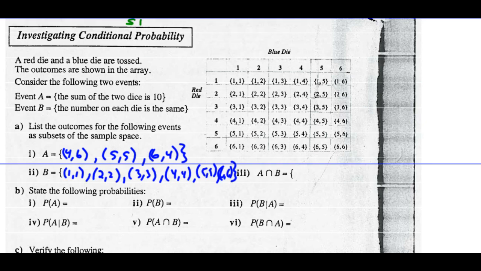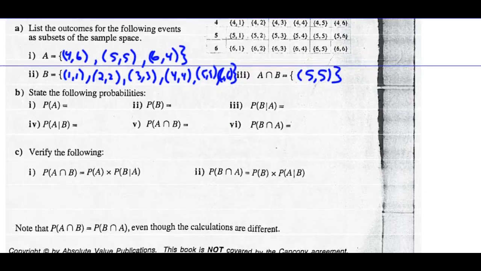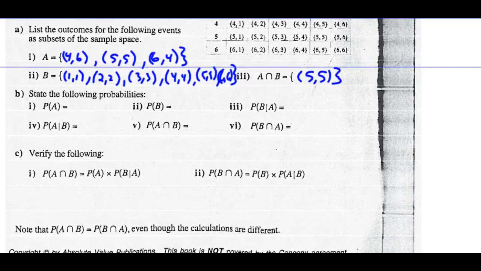Part 3, A intersect B. Well, the only numbers that are the same and have a sum of 10 are 5-5. All right. So state the following probabilities. Probability of A, a sum of 10. Well, there are 3 outcomes out of a possible, you look at our chart, and it's a 6x6 grid, so 3 out of 36, which is 1/12.